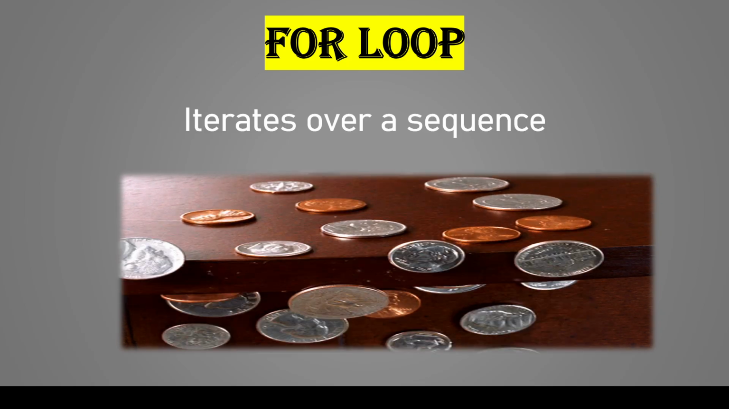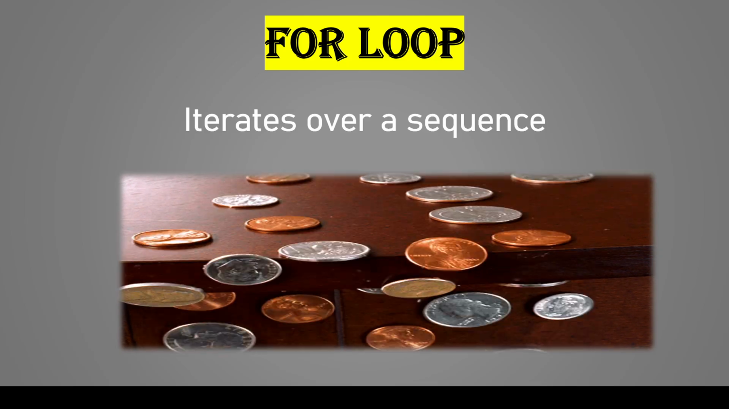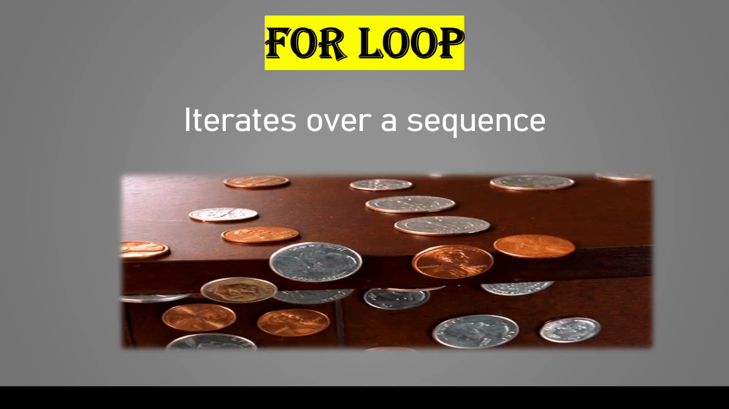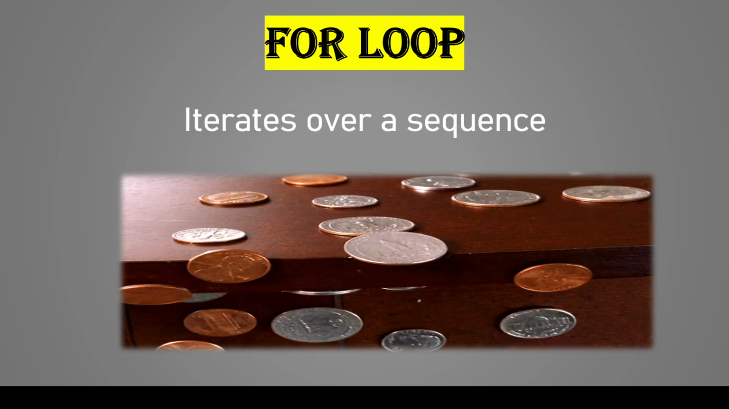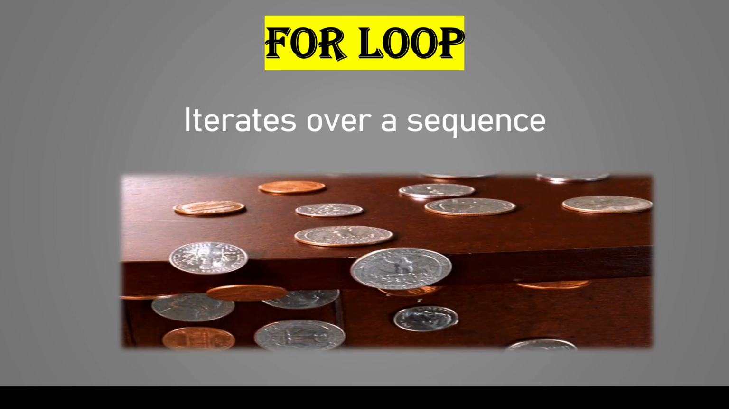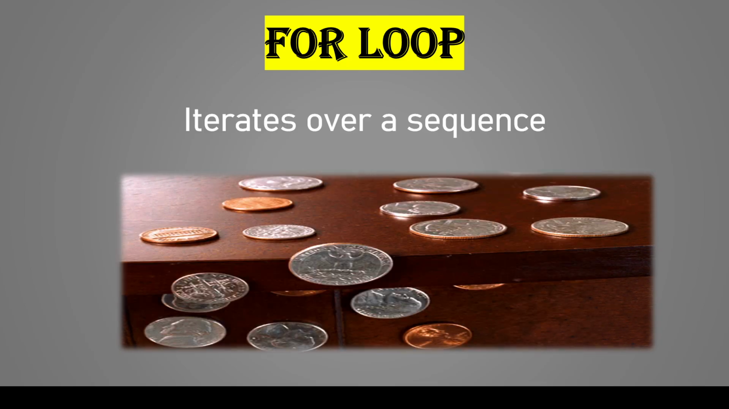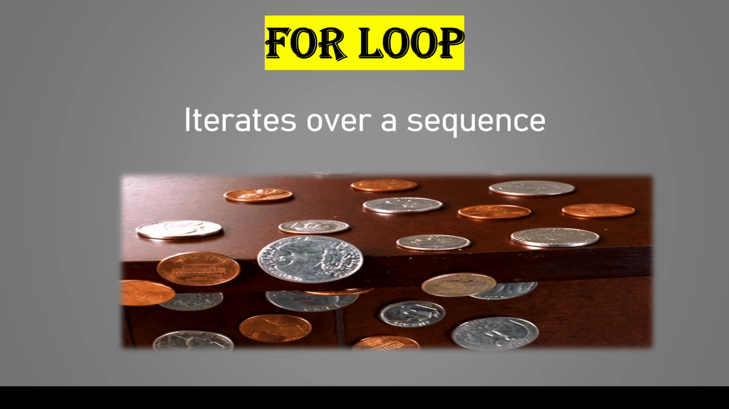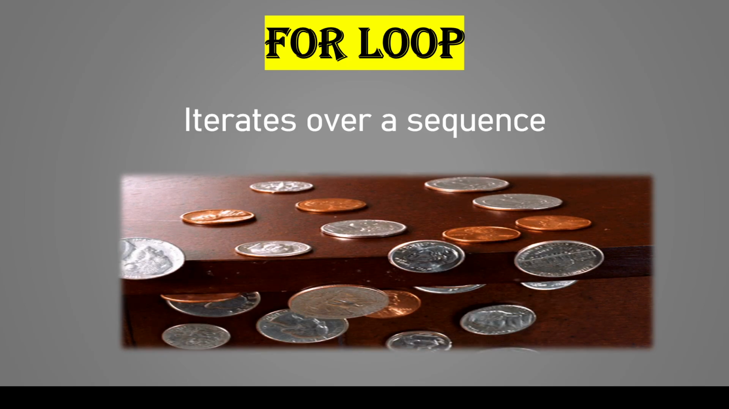A for loop typically consists of an initialization, a condition, and an increment or a decrement step. It iterates over each item in the sequence, performing the specific block of code for each iteration until the sequence is exhausted. For example, imagine you have a jar filled with coins of different denominations. You can use a for loop to count the total value of the coins in the jar.